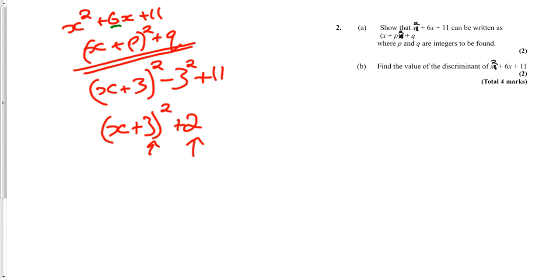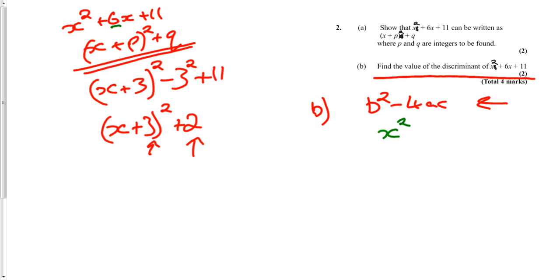The next thing is to find the value of the discriminant. Now the discriminant is b squared minus 4ac. And if that's something you don't know, that's something that you've got to remember. The discriminant means b squared minus 4ac. So if we've got x squared plus 6x plus 11, the value of a is the number that's in front of the x squared, the value of b is the number that's in front of the x, and the other number is the one that's on the end.